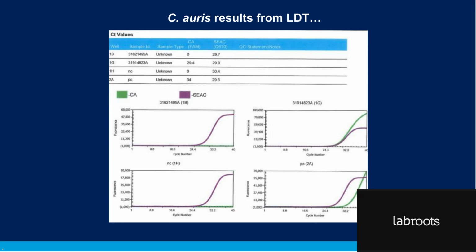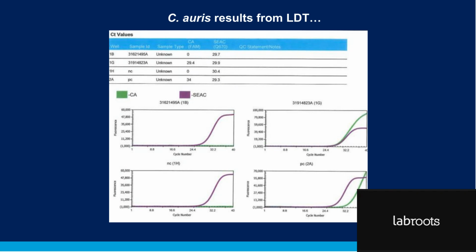I have 4 samples here, 2 patients and 2 controls, and you can see that the amplification curve of the first patient is just purple. That's just the internal control. The amplification curve of the second patient is actually both the green and the purple curve, indicating amplification of the target for C. auris as well. And these are the negative and the positive control.